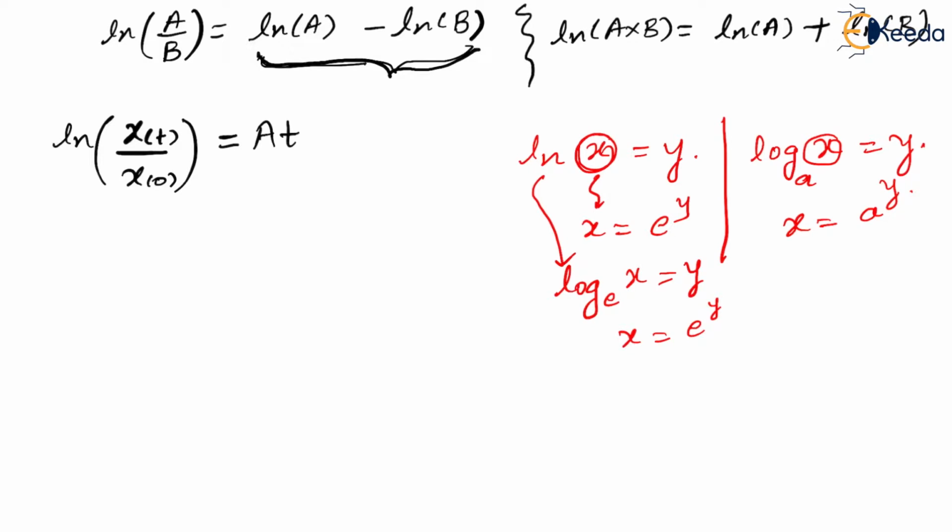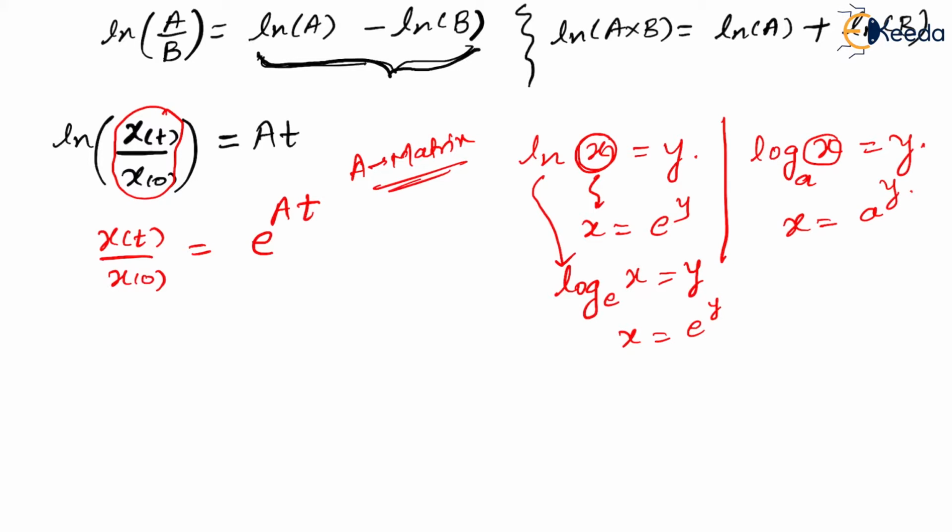So if I just apply it here, what will I get? If I want to get this term out, then x of t upon x of 0 is equal to e to the power at. Now a student may feel, sir, but this a is a matrix, right? A is a matrix. But still, can this thing be applicable here? Yes, definitely. There is no problem. It will be applicable. How it will be applicable and how to find this e raised to at, trust me, I will tell you.